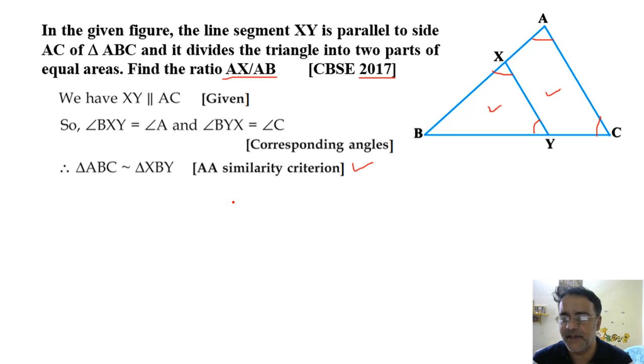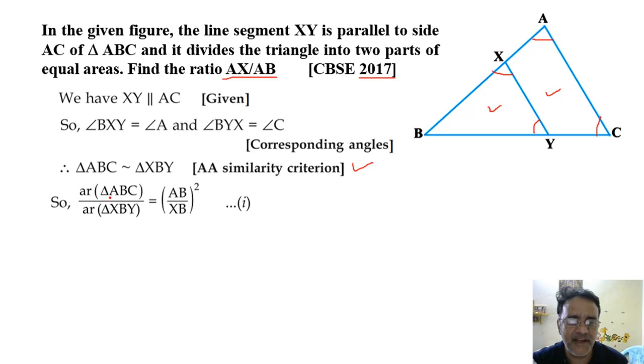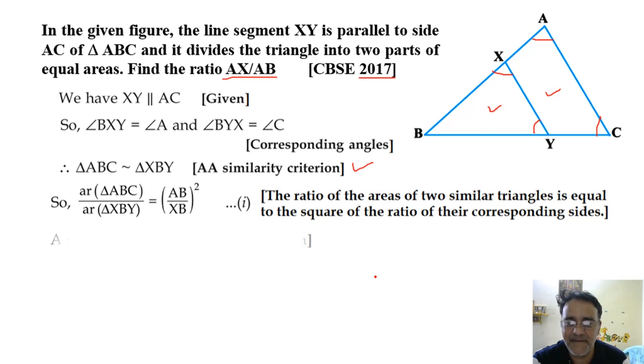Or we can use that theorem. The ratio of areas of two similar triangles is equal to the ratio of the squares of their corresponding sides. So that we are going to use. Area of triangle ABC upon area of triangle XBY is equal to AB upon XB whole square. Right? Now in the question what is given is that these two areas are equal. ठीक है? That means triangle ABC is 2 times this triangle, a single triangle.